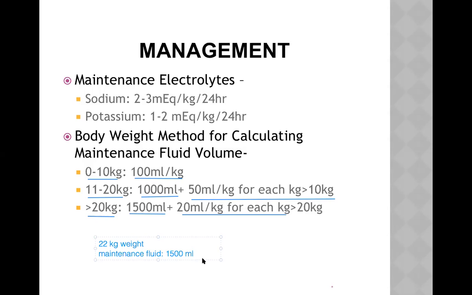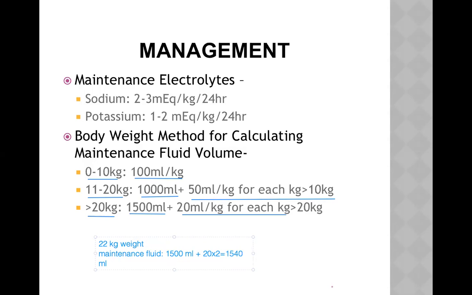Now just 2 more kg are left, and for that I need 20 ml per kg extra. So 20 multiplied by 2. How much would it be now? You can calculate. What is the total amount of fluid now? Yes, 1500 ml plus 20 multiplied by 2, so it is 1540 ml. Exactly.